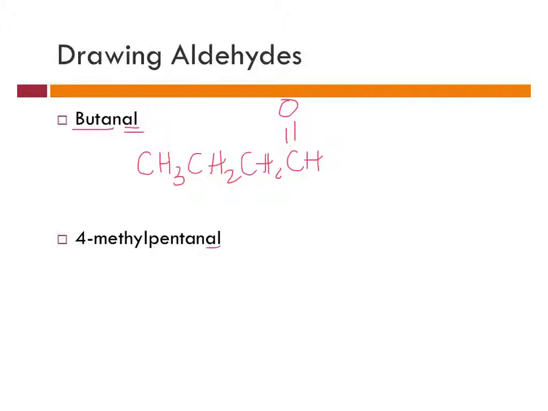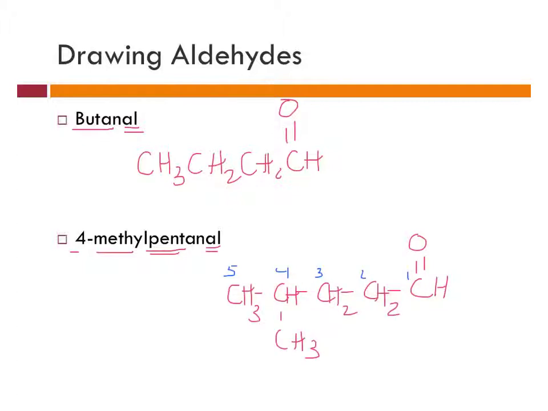In our second example, it's also an aldehyde with the -al ending. However, the parent chain is going to be 5 carbons long. Our name also tells us we have a methyl group at carbon 4, and since we always start numbering from the aldehyde end, our methyl group is going to attach to this carbon here. And here we have 4-methylpentanal.